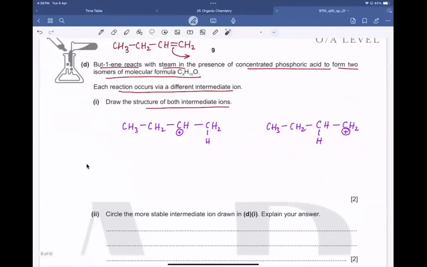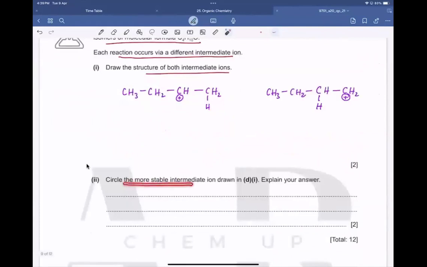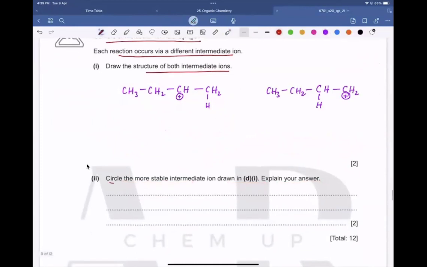Okay. Now, what they are saying: circle the more stable intermediate ion drawn in D1. Explain your answer. So which one is the more stable one? Who will tell me, the right one or the left one? Ishal said left, Hadi said right. Any other? Hassan said left. Shrey said left. Ali Asgar said left. So left is the more stable one.